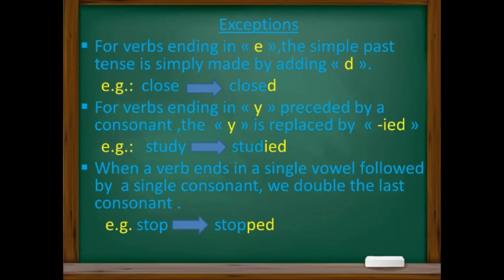For verbs ending in E, the simple past tense is simply made by adding D. Example, close, closed. For verbs ending in Y preceded by a consonant, the Y is replaced by IED. Example, study, studied. When a verb ends in a single vowel followed by a single consonant, we double the last consonant. For example, stop, stopped.